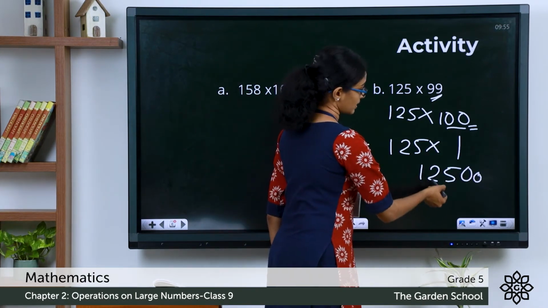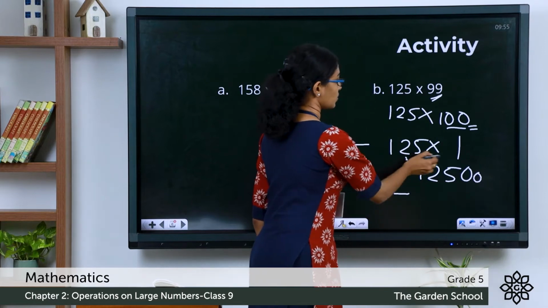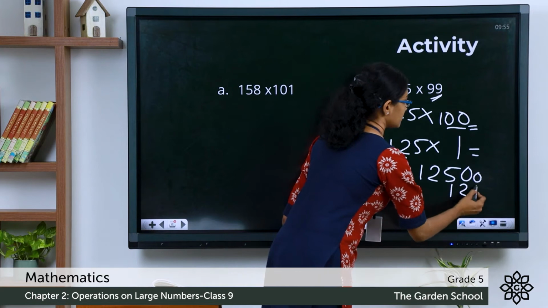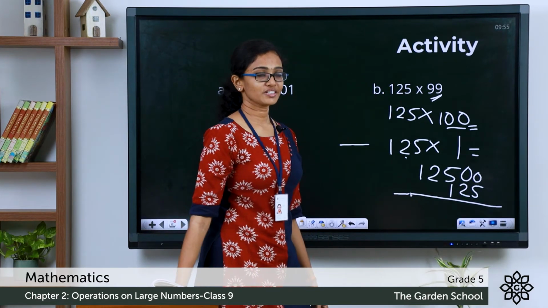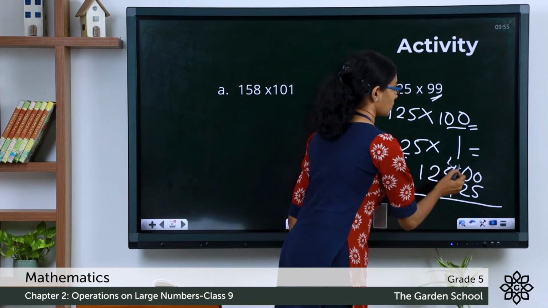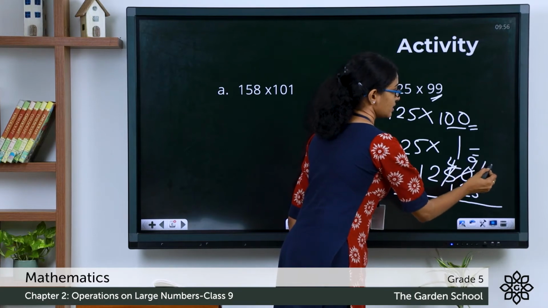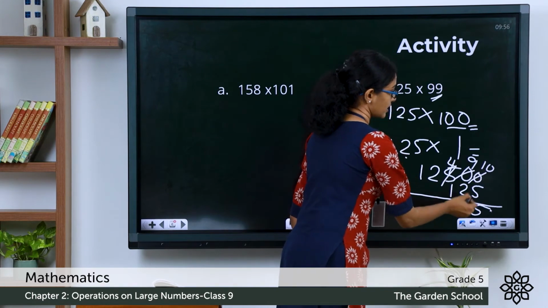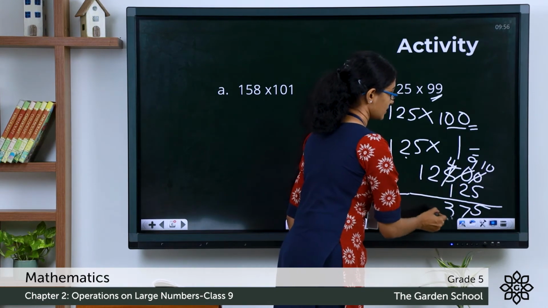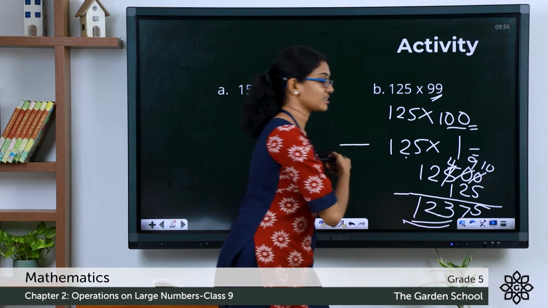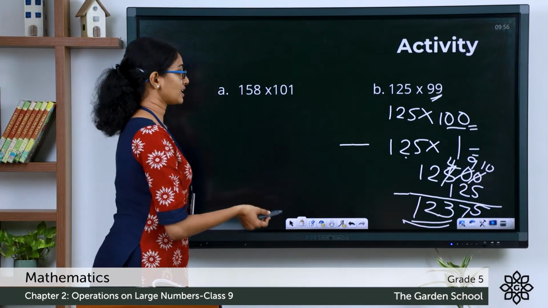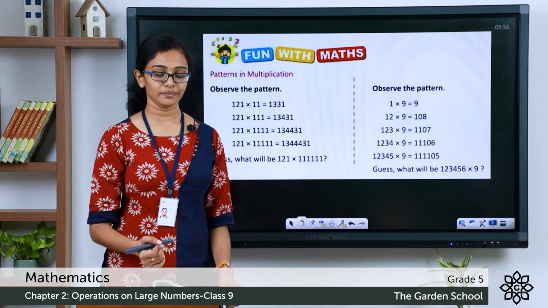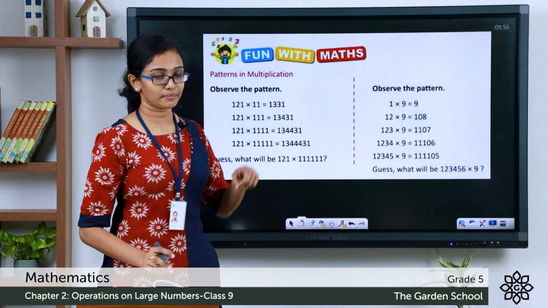Now 12,500 minus, what is this? 125 into 1, which is 125 itself. So let's do the subtraction now. Now it's 4 here, here 9, here 10. Now 10 minus 5, it's 5, 9 minus 2, it's 7, 4 minus 1, it's 3, 2, 1. So what is the answer here? It is 12,375.